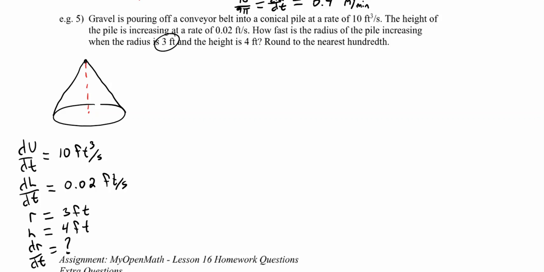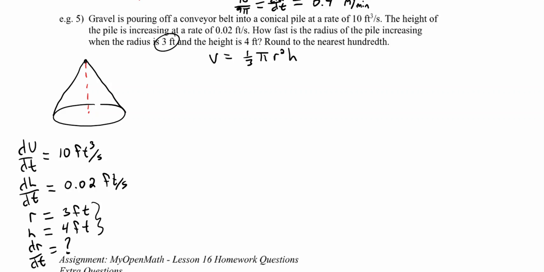All right, so let's write our equation. So our equation is V is equal to 1/3 pi r squared times h. And now, can I throw the numbers in? Can I throw in like 3 for r and 4 for h? No, both of these numbers were at a specific time, right? That's a changing value, and I want to know after I take the derivative, right? So those can't go in yet.